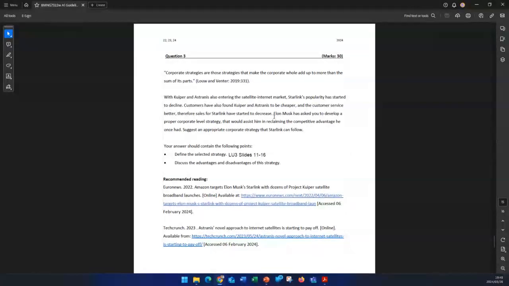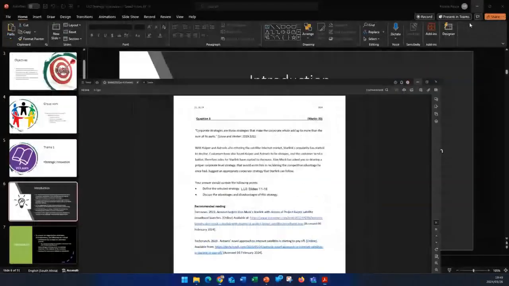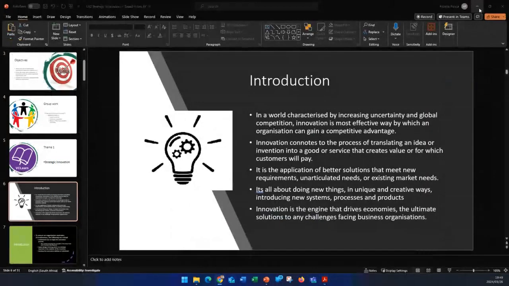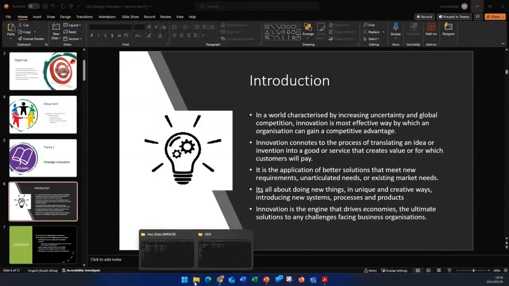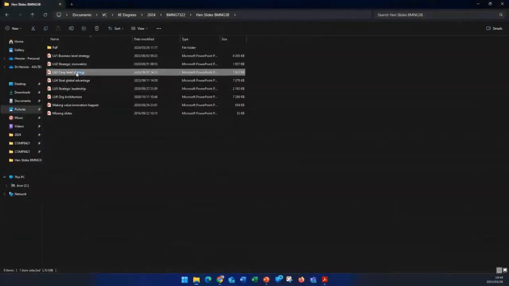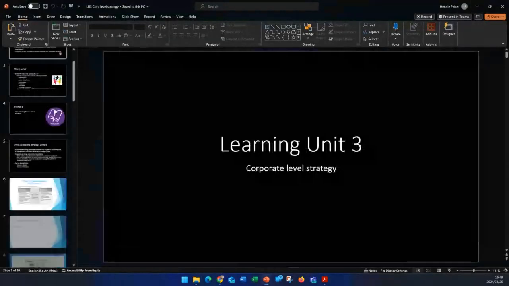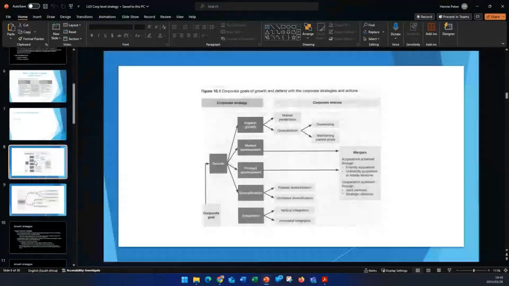customer service therefore have started. Elon Musk has asked you to develop a proper corporate strategy. Now, this is where I'm going to give you a little bit of freedom, but I did say learning unit 3, slides 11 to 16. You'll see the advantages and disadvantages as well. Please just hold on a second while I open Learning Unit 3. And if you want to have an overall view, it would be those.